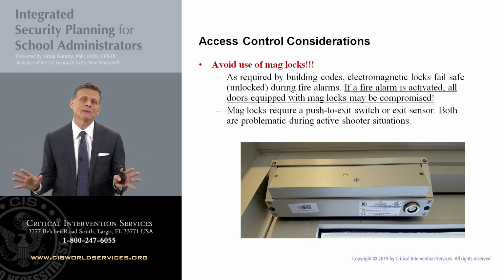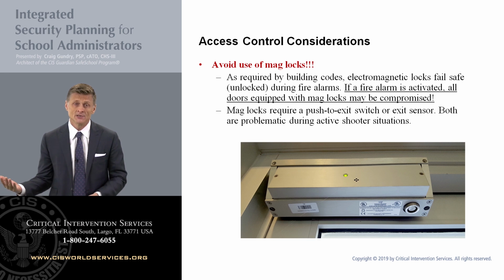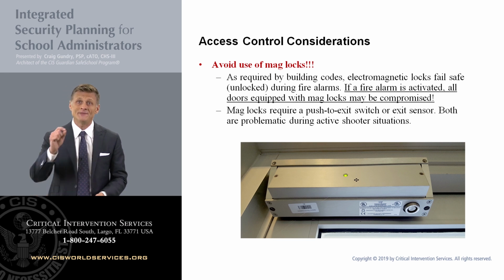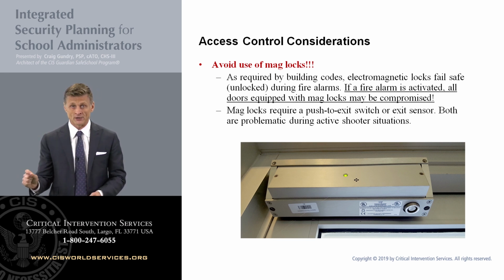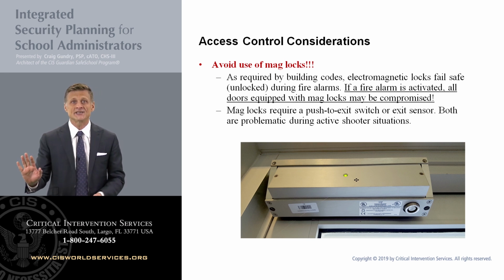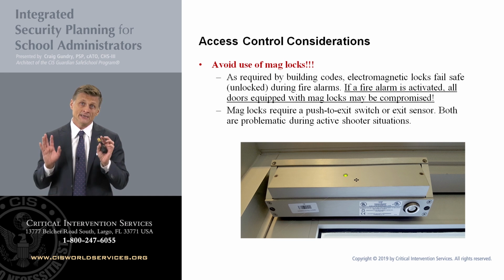Essentially any other similar type of condition that would otherwise result in activation of the fire alarm will, for all purposes, unlock all of those doors, serving in essence as a master key. Now, the second big problem with electromagnetic locks is when the fire alarm is not going off, it requires either an exit sensor or a push-to-exit switch in order to disengage the electromagnetic lock and permit people to egress. And both of these can be problematic in an active shooter event under high-stress situations.